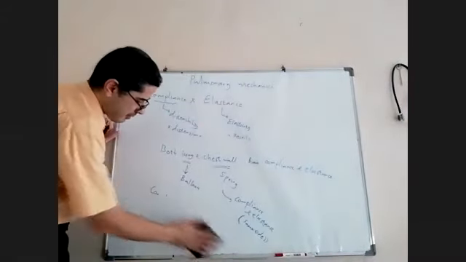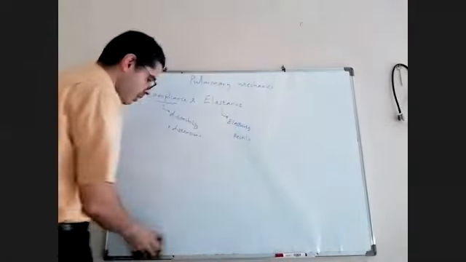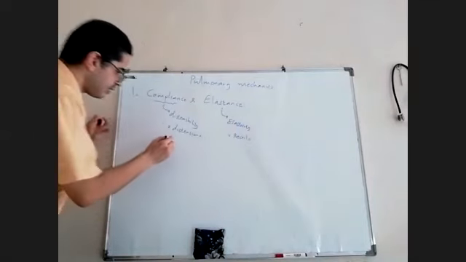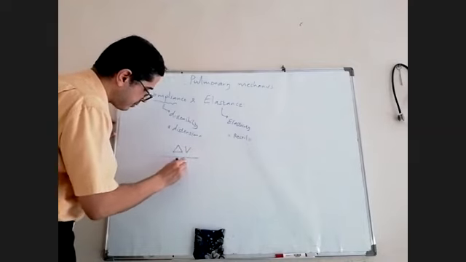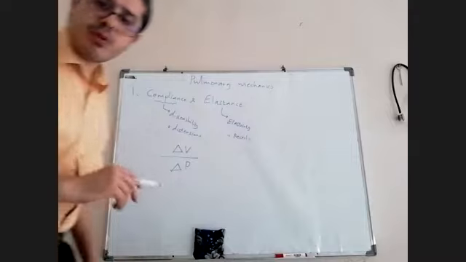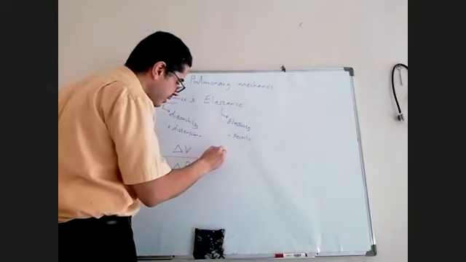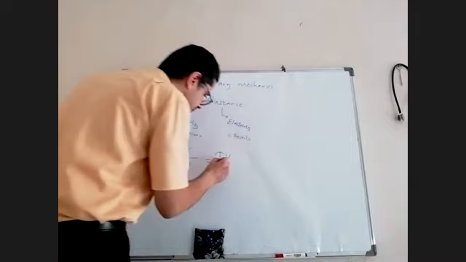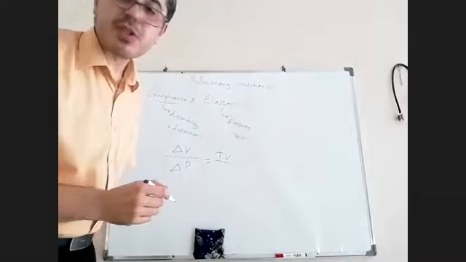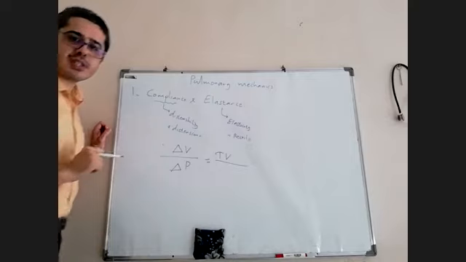So compliance equals delta volume over delta pressure. A change of volume over change of pressure. Delta volume is the tidal volume. Delta pressure depends whether you are measuring dynamic compliance or static compliance.